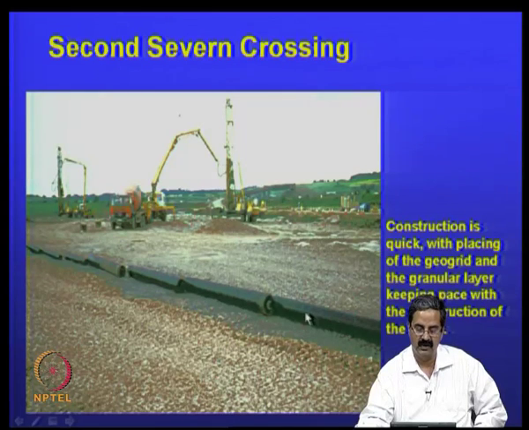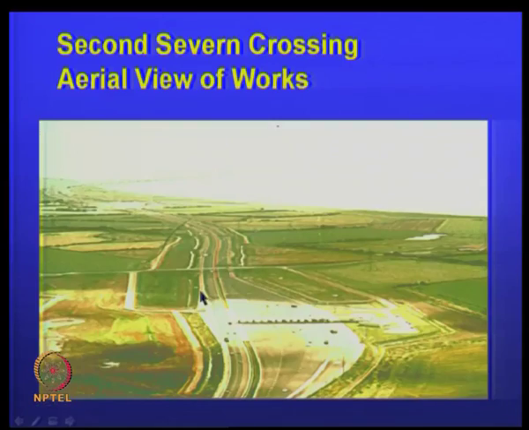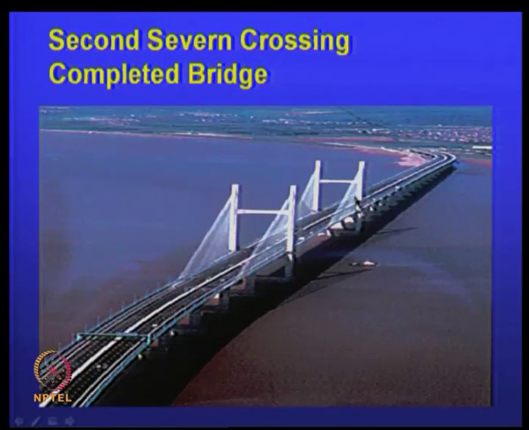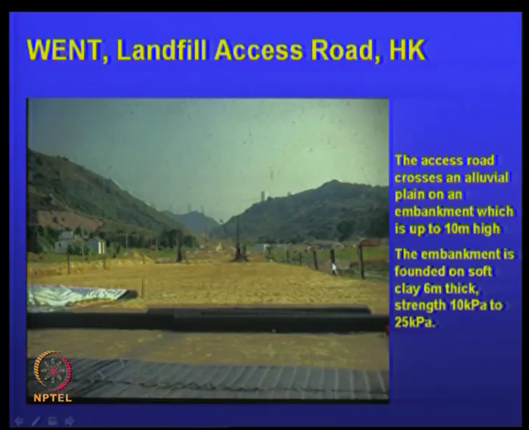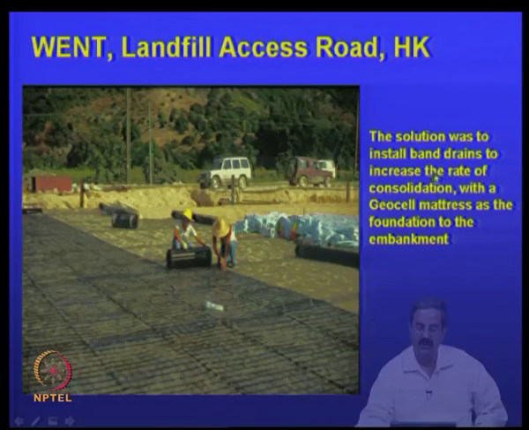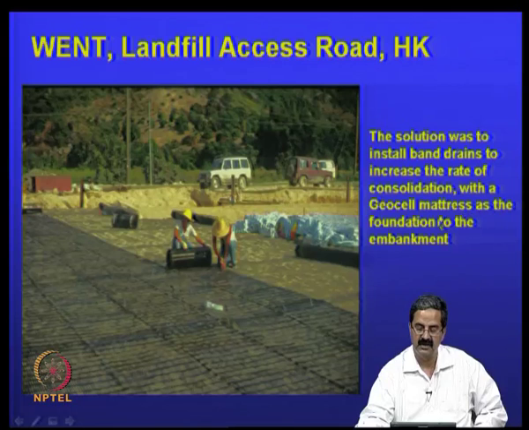So, the construction is also quite fast in this case, and this is the way that in all these materials it looks like stone columns. And there is another one that we have, there is an access road, and the embankment height is about 10 meters. The embankment is founded on soft soil 6 meters thick, and the shear strength is 10 to 25 kPa, quite a low number. The solution was to install band drains to increase the rate of consolidation, with a geocell matrix here as a foundation to the embankment.